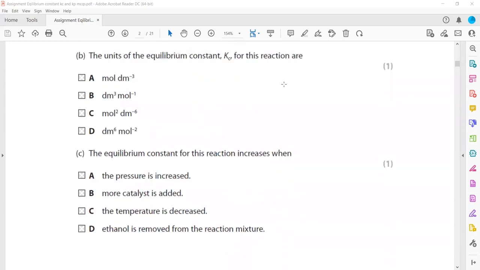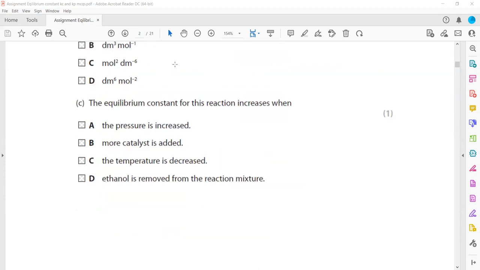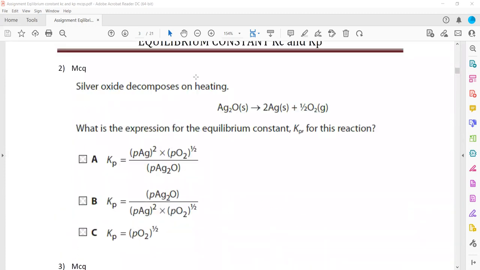The equilibrium constant for this reaction increases when, remember, the pressure does not have any effect, the catalyst does not have any effect, the change in concentration does not have any effect. So we are left with only one option. You see that when we decrease the temperature, the equilibrium constant will increase, because it's an exothermic reaction. For an exothermic reaction, a decrease in temperature increases the value of Kc.